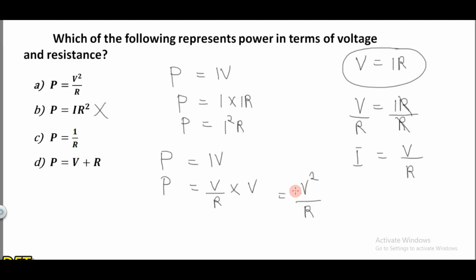So if we look at this formula, we have it in our options. So the correct option to this question is option A. Power is equal to V squared over R. So this is one important formula of power that you should know: power is equal to V squared over R.